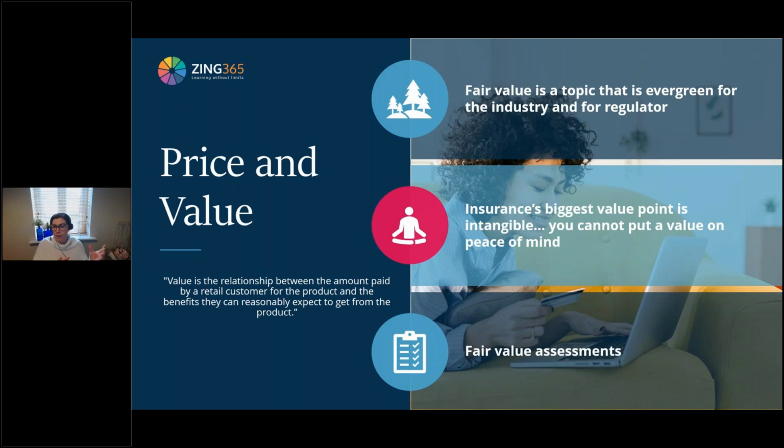Now, to actually understand what fair value is, that hinges on whether the price paid is actually reasonable relative to the product's benefits. Now, for insurance in particular, the value of a policy is often intangible. So policyholders hope generally to never actually have to use their policy. It is there for peace of mind in case something essentially goes wrong. They've got that safety net. That's what insurance is designed for. But the FCA have been very clear saying that that peace of mind cannot be used to dictate whether a product is value or not.